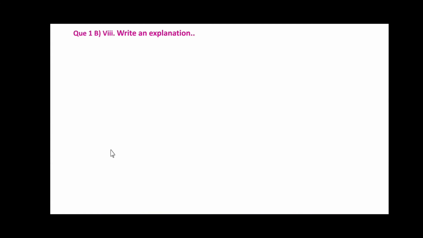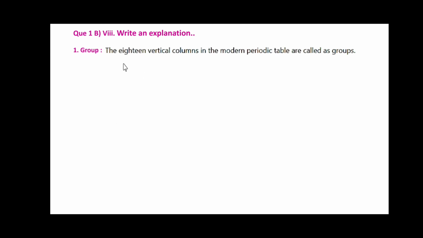The question will be: write an explanation. Number 1, group. The 18 vertical columns in the modern periodic table are called groups. Second, period. The 7 horizontal rows in the modern periodic table are called periods.